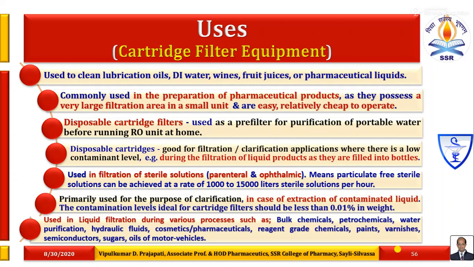They are used in liquid filtration during various processes such as in the preparation of bulk chemicals, petrochemicals, water purification, hydraulic fluids, cosmetics or pharmaceutical preparations, reagent grade chemicals, paints, varnishes, semiconductors, sugars, oils of motor vehicles. So these are the different areas where the cartridge filter equipments are used for batch process handling under pressure. So this is the end of the cartridge filter equipment.